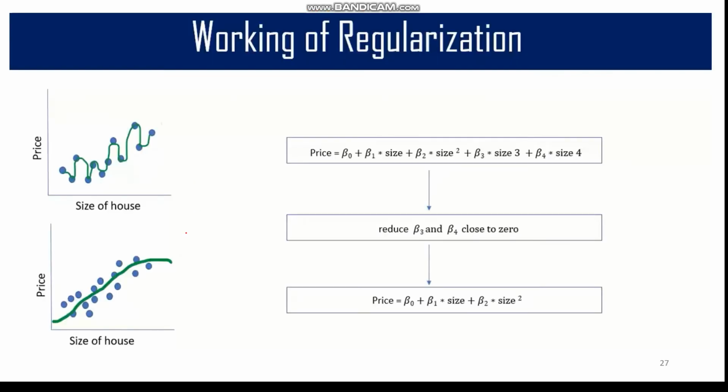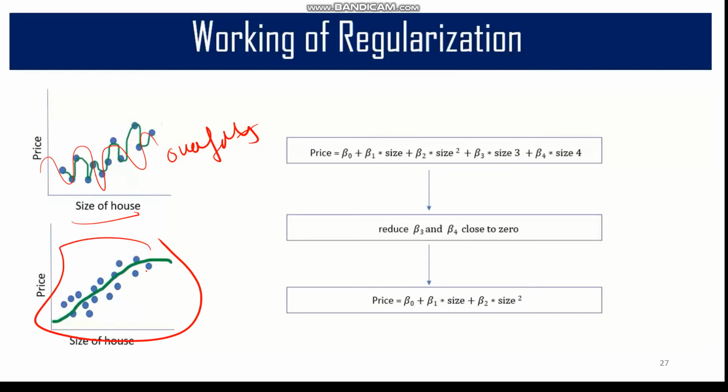So how does this work with regularization? Now suppose this is the price against the size of the house, and this is the problem of overfitting. Here this is the regularized one. Fine, the line is not passing very closely through the points, but there is no problem of overfitting. So basically we can call this an appropriate fit, as we have discussed in the previous videos. This is the price and size, and we are using the factors. Here we will reduce b3 and b4 close to 0, and we will calculate the price based on that.